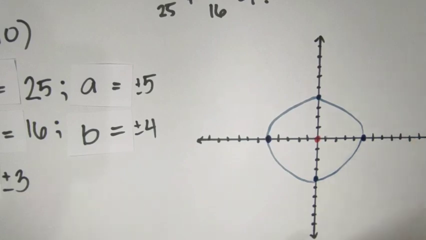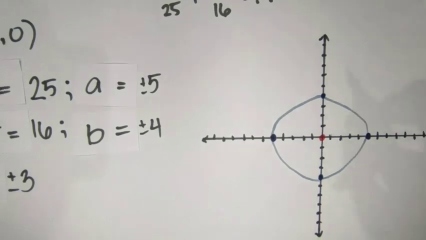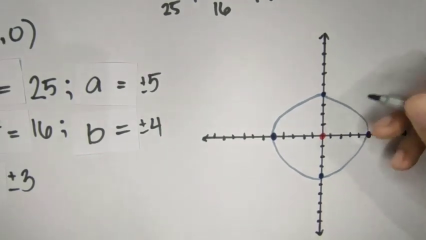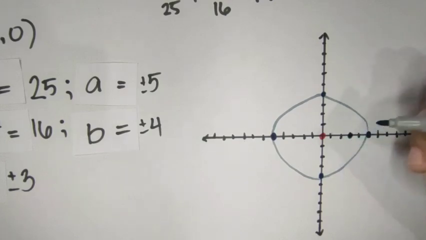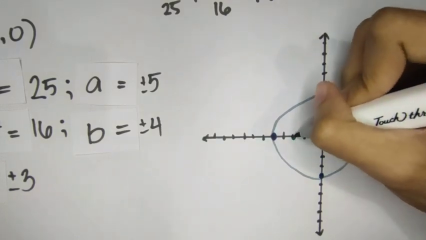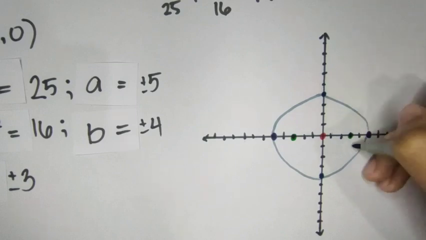Since we now have the value of c, which is positive and negative 3, we can now plot the foci of the ellipse. We will just move 3 units from the center horizontally. And now we can get our foci.